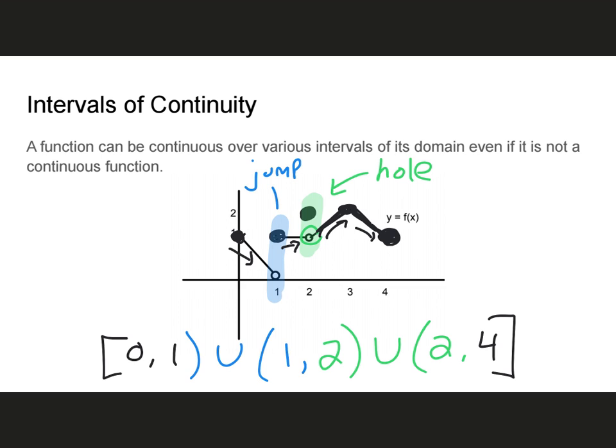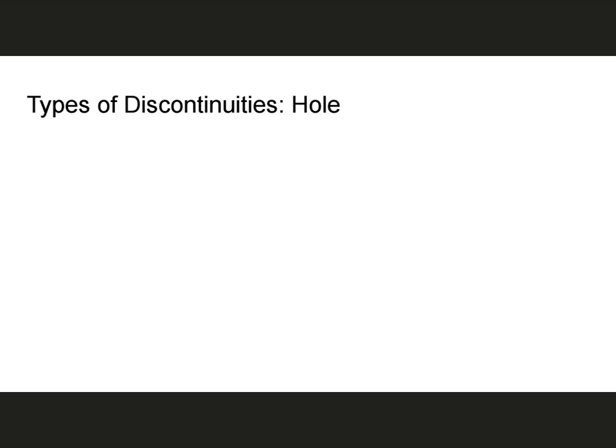Our function is continuous from 0 to 1, from 1 to 2, and from 2 to 4. And I can specifically name the places where we have discontinuities. So we would say that at x equals 1, we have a jump, and at x equals 2, we have a hole. So I just want to formally define these different types of discontinuities.